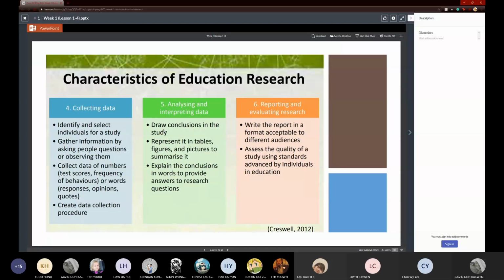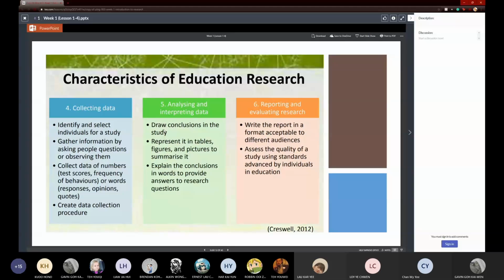And then after we have collected data, like I told you earlier, we're going to analyze and interpret the data. Okay, we are going to draw conclusions in the study, represent it in forms of tables, figures, and pictures to summarize it, like pie chart, graphs. Okay, so then we explain the conclusion in words to provide answers to research questions. Okay, so this is actually conclusion already. Okay, so now chapter 4 and number 4 and 5 is what we call findings. Okay, then after that we have something called the conclusion.